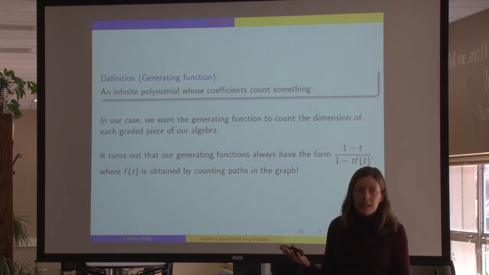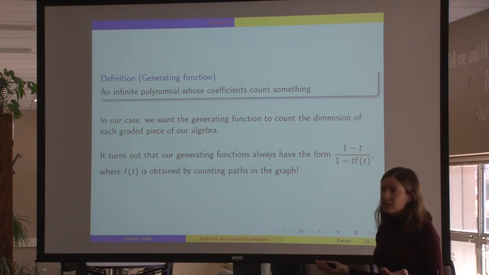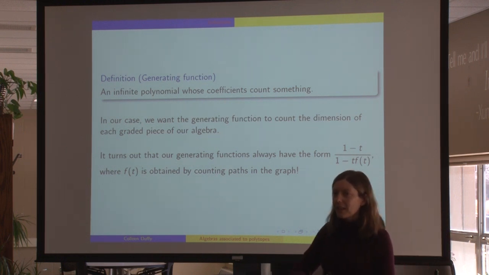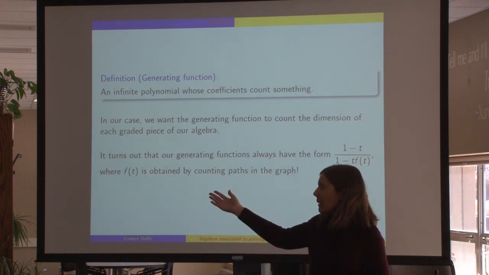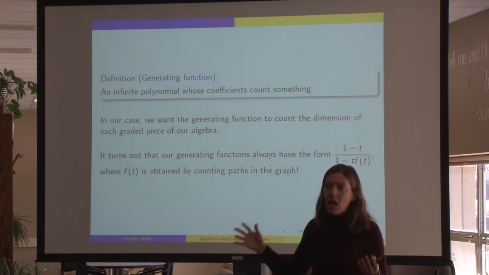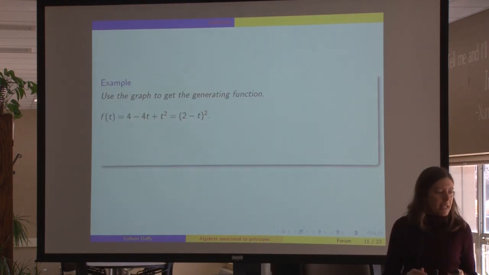So how do we find it? Well, we can count paths in the graph in order to get this f of t. So I don't even have to try to think about what all these possible allowed combinations are. I just have to look at that picture I drew, and that will tell me everything I need to know. So let's do that for our example.